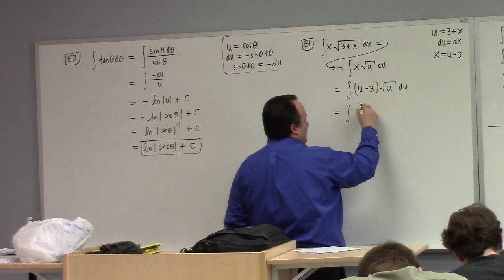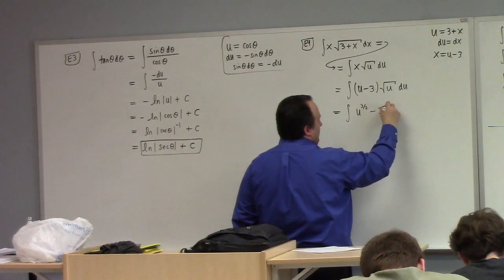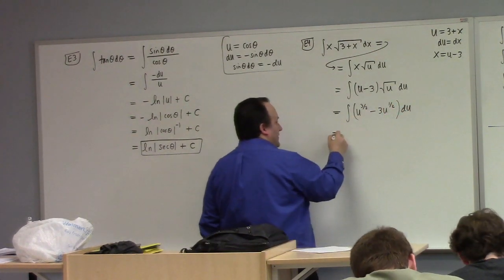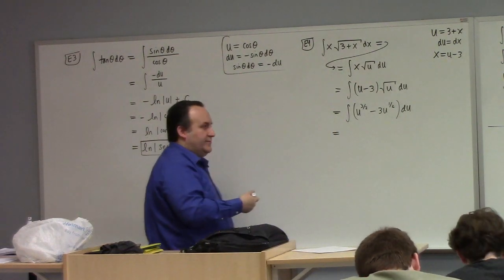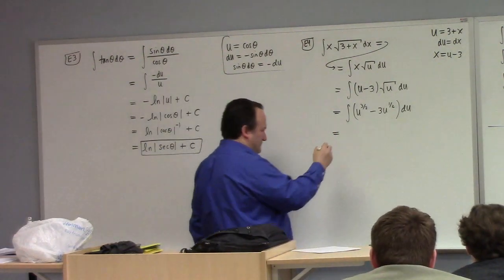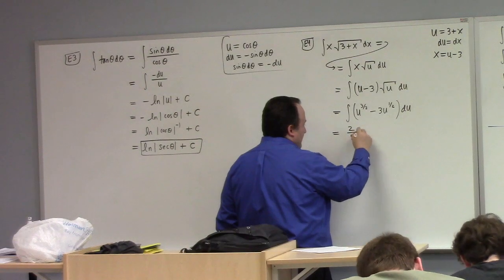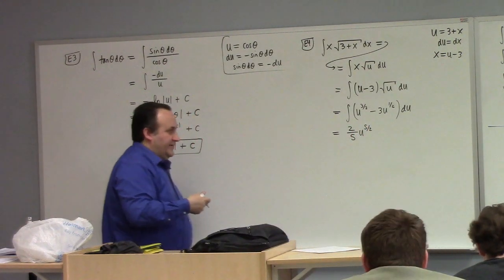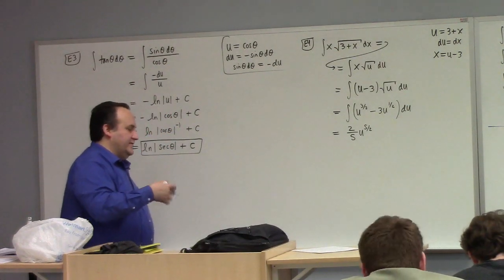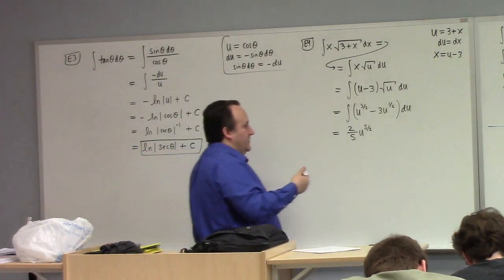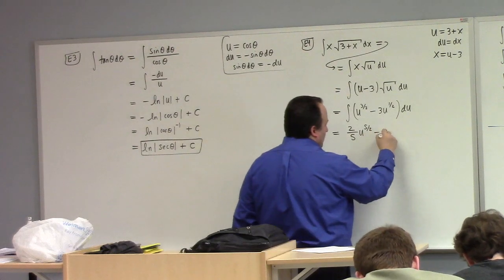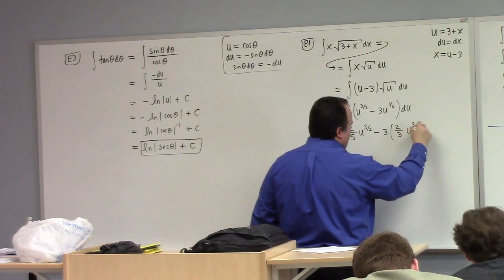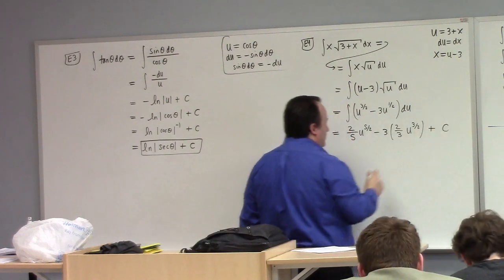That's u to the 3/2 minus 3 u to the 1/2 du. Integrate that thing. 3/2 plus 1 is 5/2. 1 over 5/2 is 2/5. So I get 2/5 u to the 5/2. Add 1 to 1/2, I get 3/2. 3/2 divided by 1 over 3/5. The reciprocal of 3/2 is 2/3. So I get minus 3 times 2/3 u to the 3/2 plus a constant.